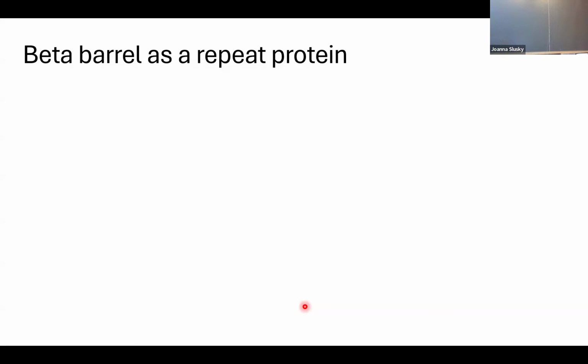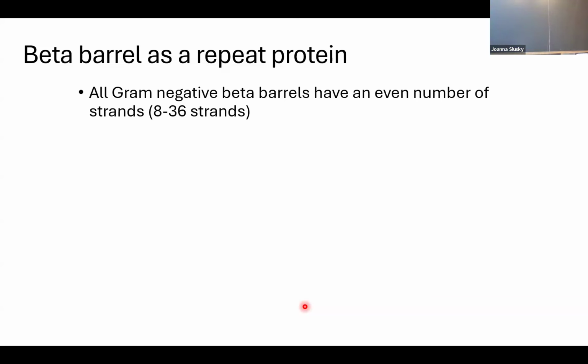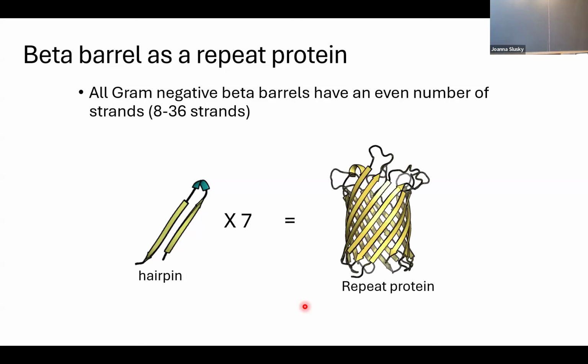So if beta barrels are repeat proteins, then we know already that gram-negative beta barrels have an even number of strands, 8 through 36. You could have a hairpin, strand, loop, strand, loop, strand, 2 hairpins. Either way, what we're thinking about here is some sort of genetic element that gets duplicated so that ultimately you get this sort of topology. And I think it's sort of clear to see why this would be a repeat protein.